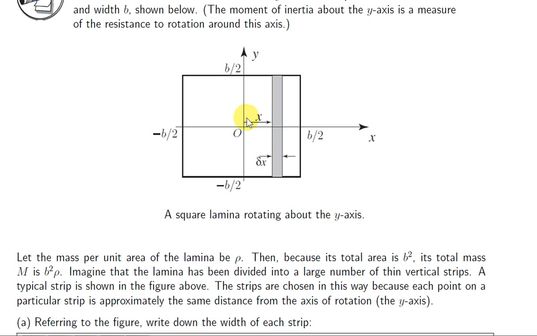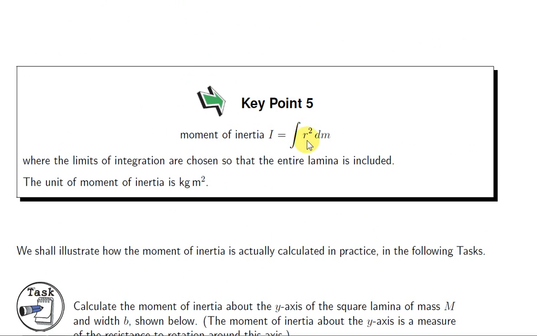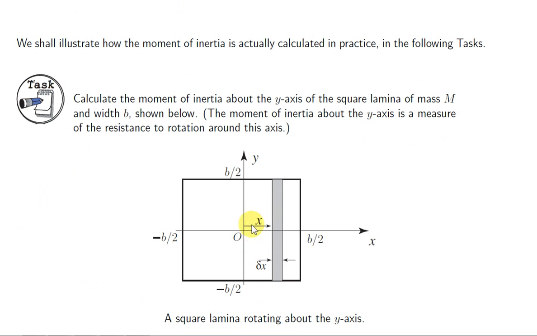Because in the formula we want the square of the distance. That's always a positive number. See, r squared here is always positive, so we don't have to worry about the signs. x will be negative for strips to the left of the origin, but when we square a negative x, we get a positive number anyway. So it's just like squaring the distance.